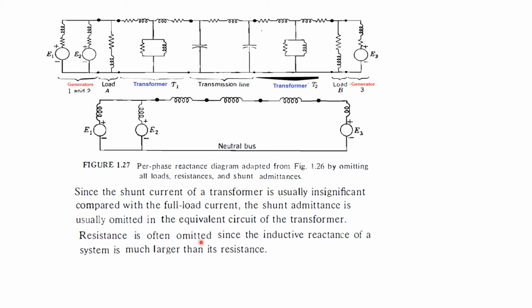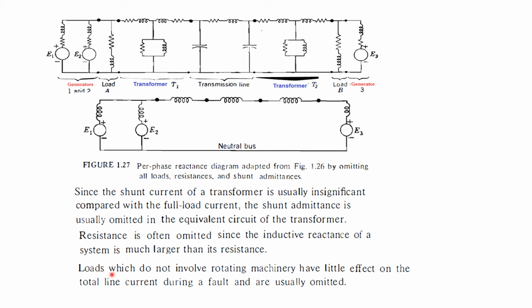The resistance is often omitted since the inductive reactance of a system is much larger than the resistance. So inductive reactance is much greater, therefore resistances are also omitted, and you can see we have omitted all the resistances here. The loads which do not involve rotating machinery have little effect on the total load current during a fault and are usually omitted. So these loads are simple loads, they do not have rotating machinery, so they have also been omitted here, this load as well as load B.